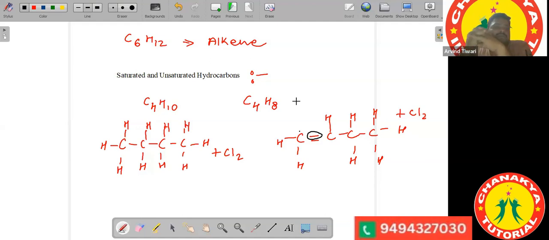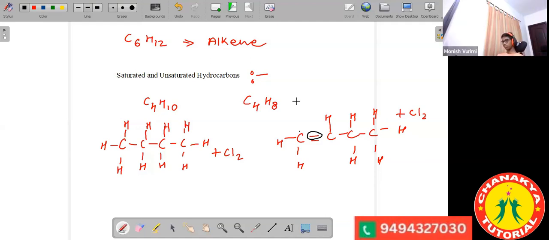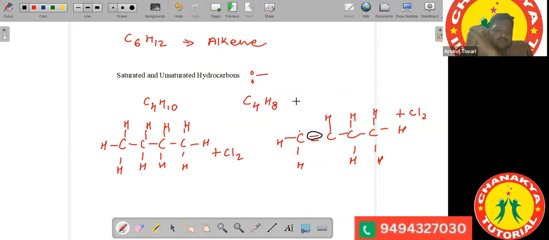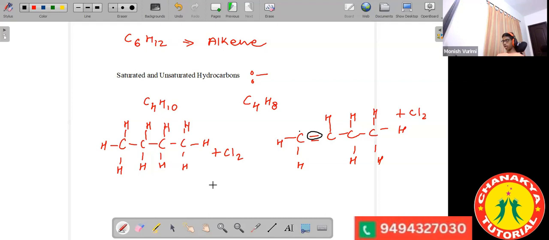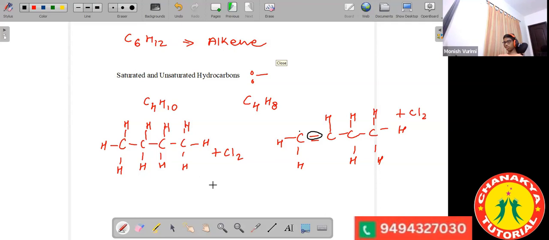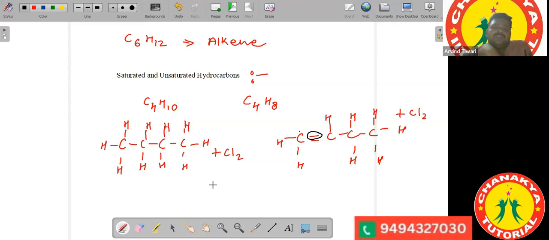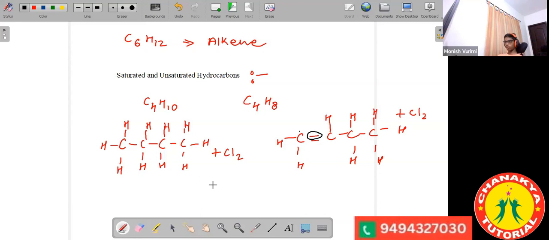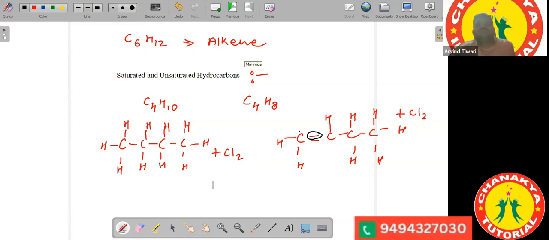Monish? Yes, sir. What are unsaturated hydrocarbons? Sir, unsaturated hydrocarbons are alkynes and alkenes. Yeah? Sir, alkenes and alkynes. Alkenes and alkynes. Why do we call them as unsaturated? So they have double and triple bonds. Yeah, they have double and triple bonds. So we call them as unsaturated hydrocarbons. Right? So alkenes and alkynes, they have double bonds and triple bonds, and hence we call them as unsaturated hydrocarbons.